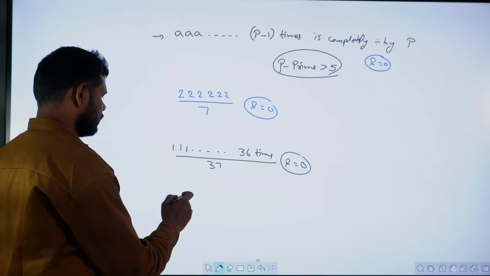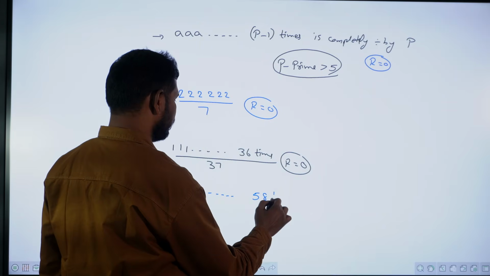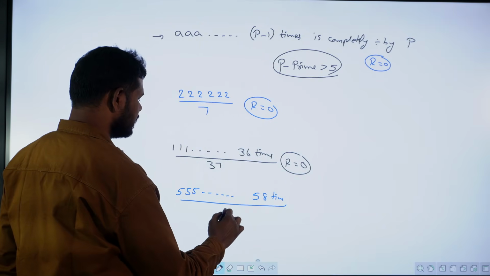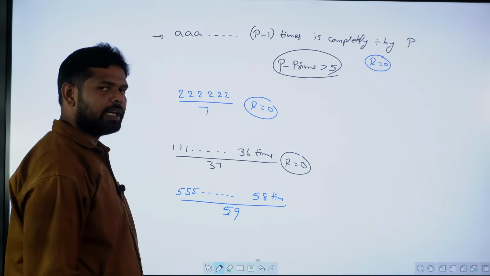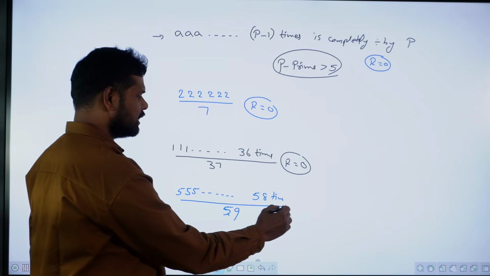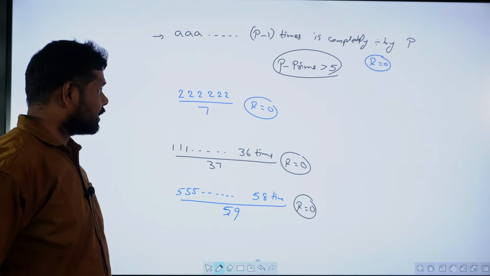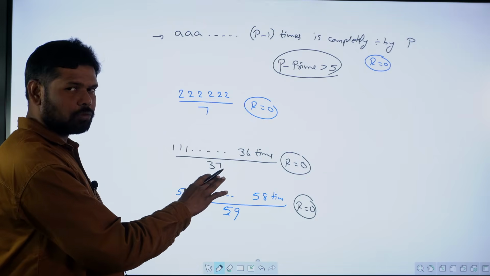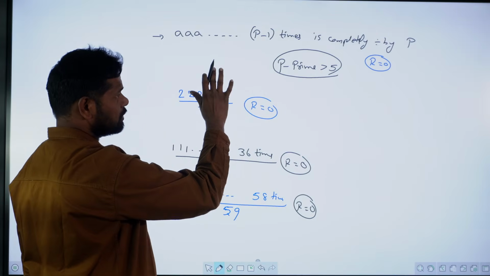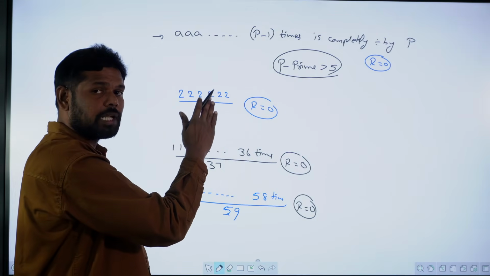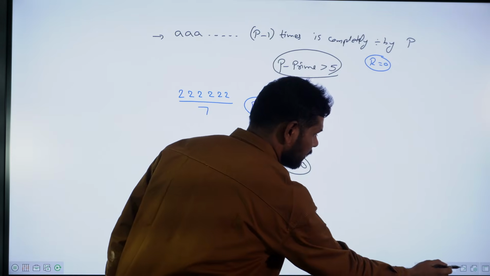One more example. Suppose 5, 5, 5 and so on up to 58 times is divided by 59. Then what is the remainder? 59 is a prime number and P minus 1 times is there. So the remainder is 0. Simple, very easy. But questions are not framed like this; how they are going to frame them, we will discuss. This one is also very important. Any digit repeated P minus 1 times is always completely divisible by P if P is a prime greater than 5.